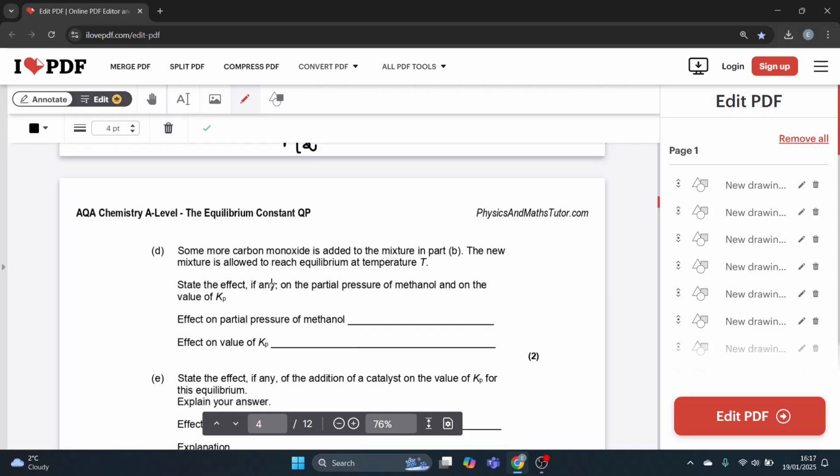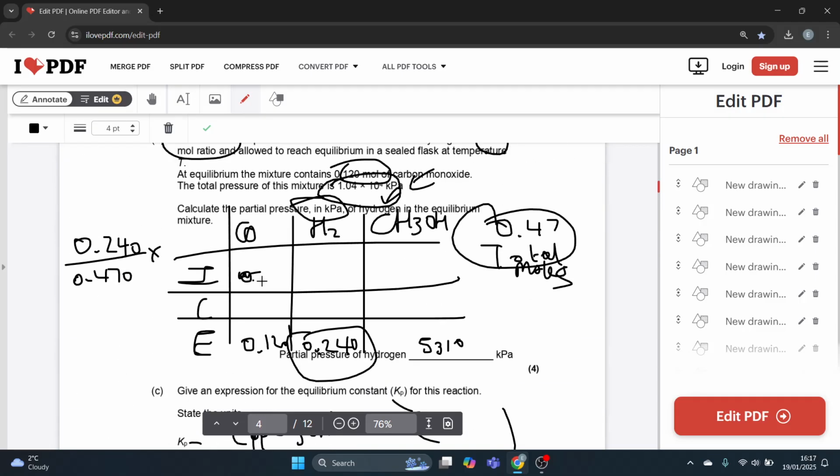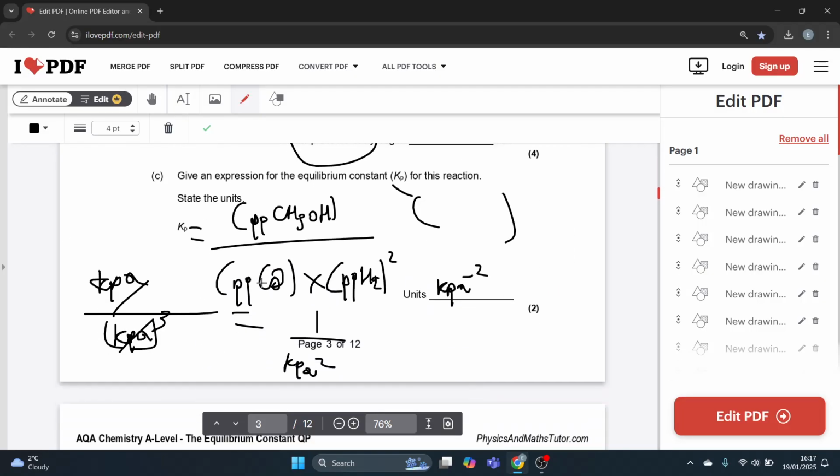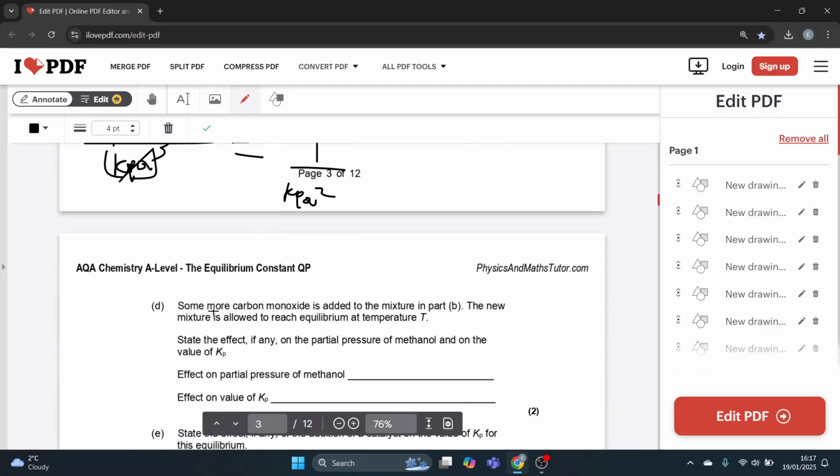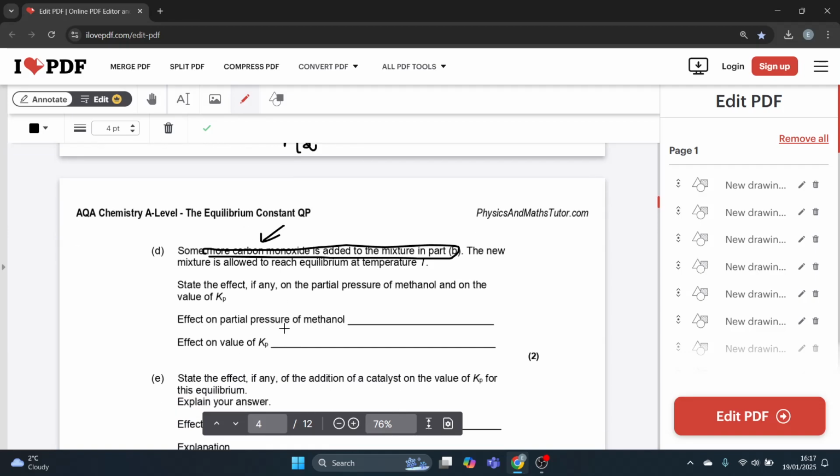So it's asking me about the new mixture reaching equilibrium at temperature T. It's not telling me the temperature increases or decreases. It's only telling me more carbon monoxide is added. So I'm assuming that is what we're trying to see if there's any effect on. If that's true, there's going to be no effect on the value of Kp because only temperature can affect the value of Kp, and it doesn't tell me if the temperature increases or decreases. It just says the new mixture is allowed to reach equilibrium at temperature T. Therefore, I'm assuming this is what I'm working with.